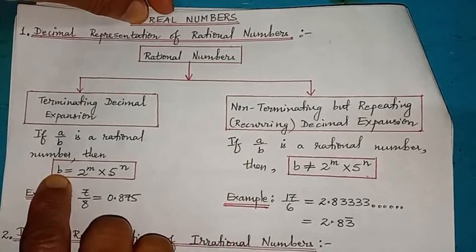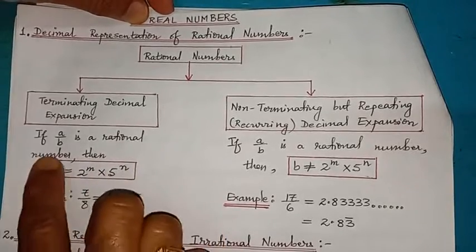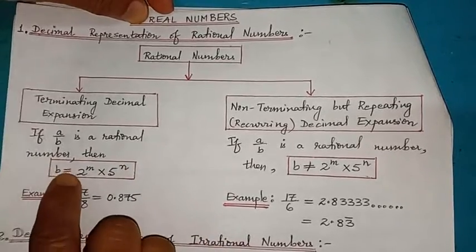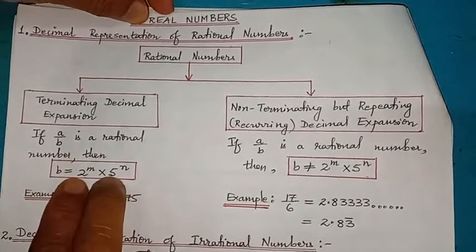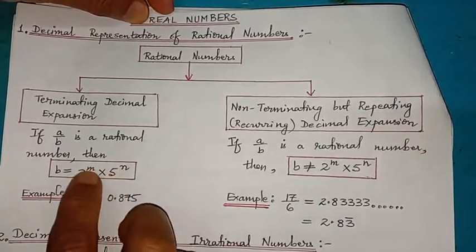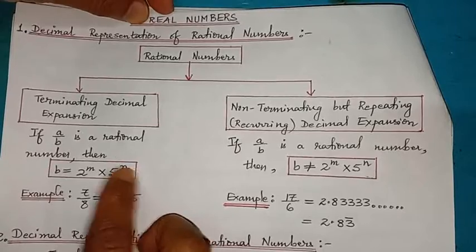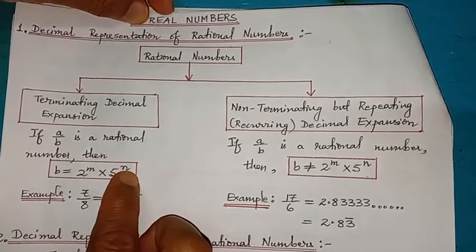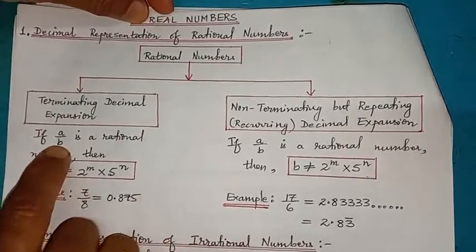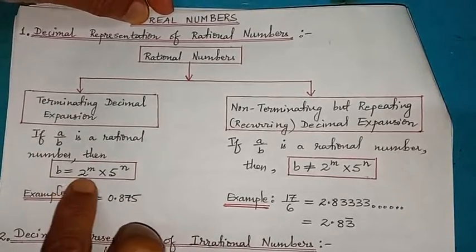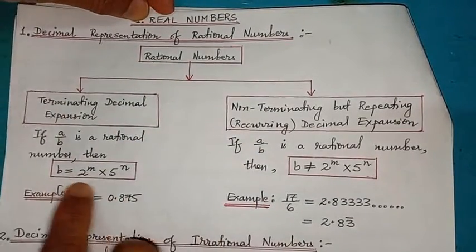If the prime factorization of b is in this form, that means b can be expressed with prime factors of only 2, or only 5, or both, with powers m and n such that m and n are non-negative integers. The powers m and n can never be negative. They can be 0 or positive integers, but not negative. So if the denominator b of any given rational number can be changed to this form, then it confirms that this rational number has a terminating decimal expansion.